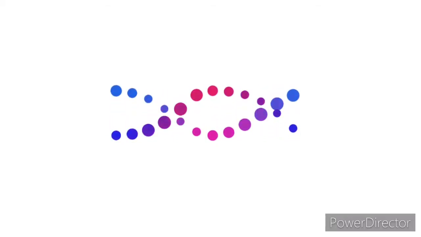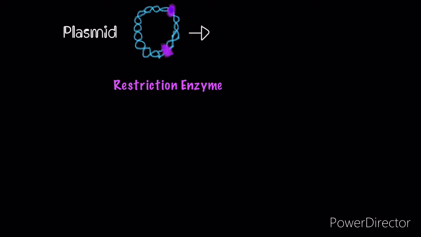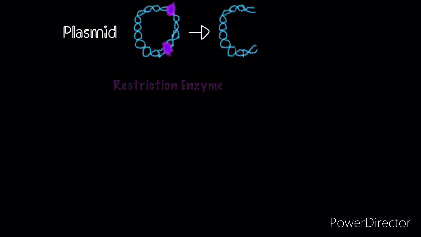Since the recombinant DNA is made from different sources, let's clarify the idea through the second point that we're going to be discussing today, which is the steps of making the recombinant DNA. Okay, so the first thing that we have is the plasmid. A plasmid is a small, circular, double-stranded DNA molecule that is usually found in bacteria and yeast cells. Then the restriction enzyme bonds with the plasmid. A restriction enzyme is a kind of protein that bonds with DNA molecules so that it cuts the DNA fragment.